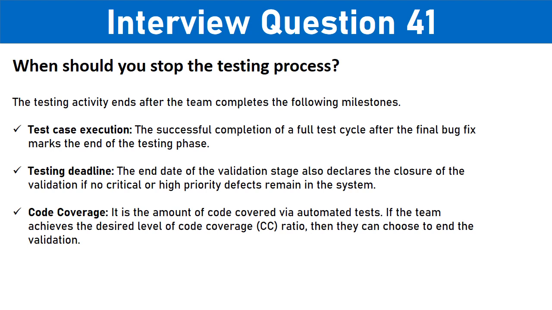Testing deadline: the end date of the validation stage also declares the closure of the validation if no critical or high-priority defects remain in the system. Code coverage: it is the amount of code covered via automated tests. If the team achieves the desired level of code coverage ratio, then they can choose to end the validation.